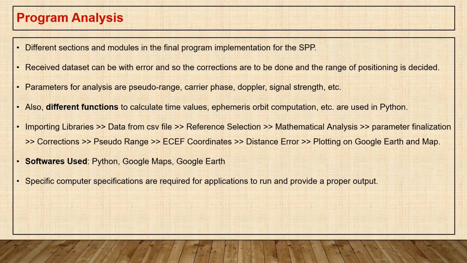So it goes through different functions to calculate time values, ephemeris, orbit computation, etc. The different stages involve library import, CSV file data, reference selection. Finally, after the mathematical analysis, everything would be converted to the coordinates and the ranging systems. Also, the computer specifications on which the applications are to be run play a major part in the overall program run, and they are also to be kept a note of.